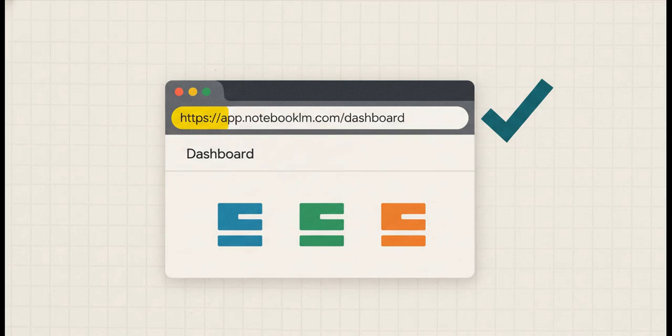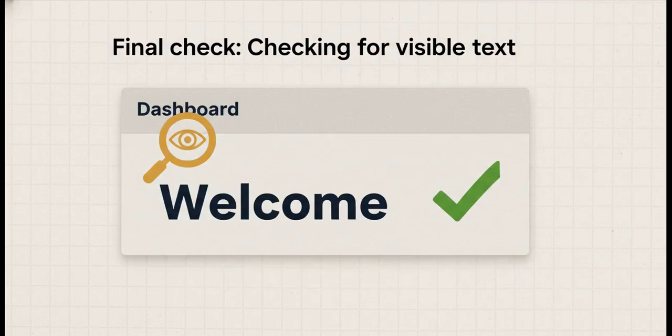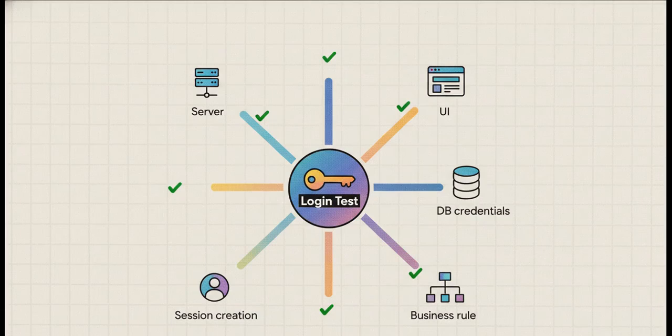And now for our first verification, the moment of truth. After clicking login, we expect to be sent somewhere else. This line of code checks that the new page URL now includes the word /dashboard, which proves we had a successful redirect. And for our final check, we look for the word welcome somewhere on the new page. Then we add that crucial assertion, should be visible, to make absolutely sure that this welcome message is actually visible to the user.